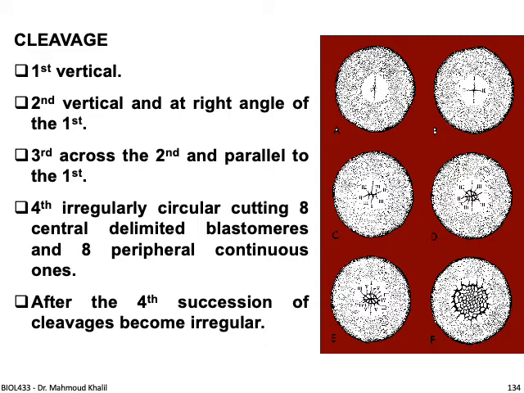Soon after fertilization, cleavage starts. The first one is vertical, and the second one as well is vertical, but at a right angle to the first one. The third one moves across the second one and parallel to the first cleavage. The fourth cleavage is an irregular circle cutting the blastomeres into 8 central delimited blastomeres and 8 peripheral continuous ones. After the fourth, the succession of cleavages becomes irregular.